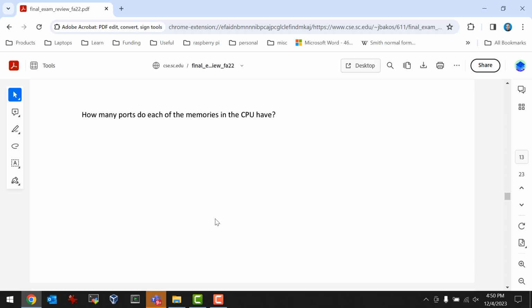How many ports do each of the memories of the CPU have? Well, there's two memories on the CPU. There's the instruction memory that has 1 port because we read 1 instruction per cycle. And there's the register file that has 3 ports because we can support up to 2 reads and 1 write per cycle, right?